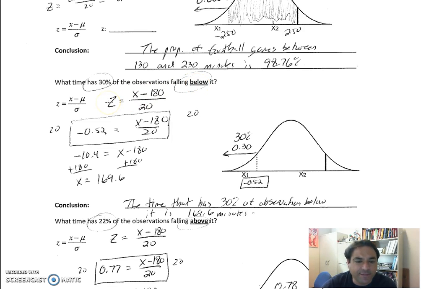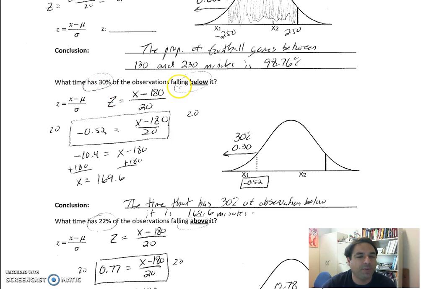We don't know the z, we don't know the time, that's what we're looking for, but we know that the average is 180 and the standard deviation is 20. So they have to give me a clue so we can find our x. And the clue is 30% below. Now, the z-score is not 30%. Percents and z-scores are two different things, but the percent is going to help me find my z-score.